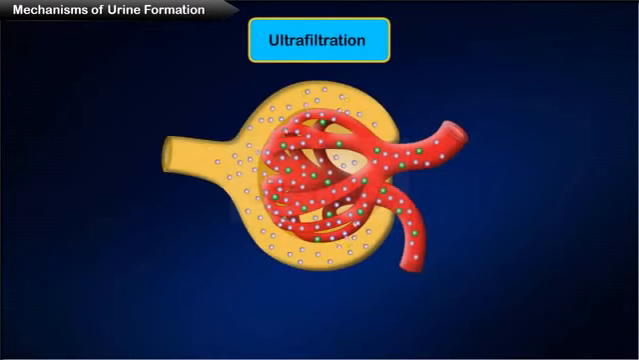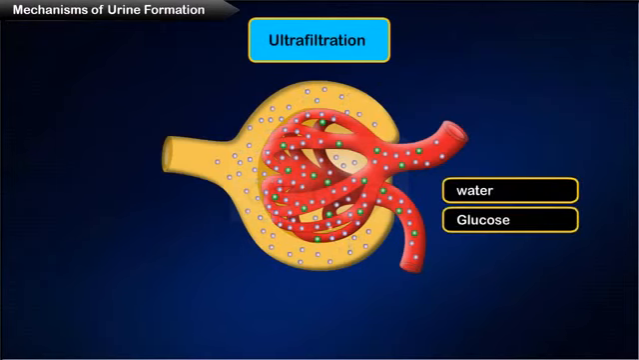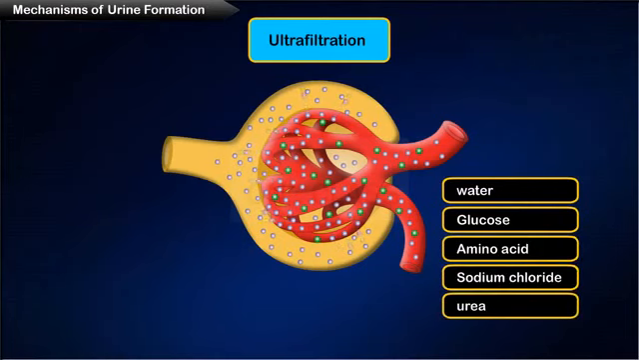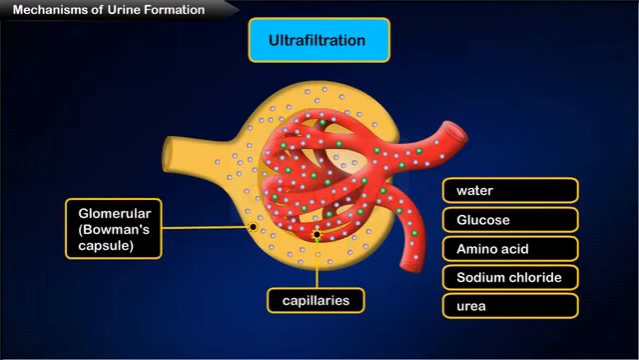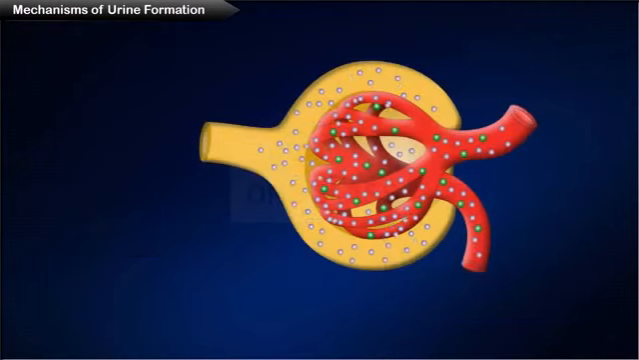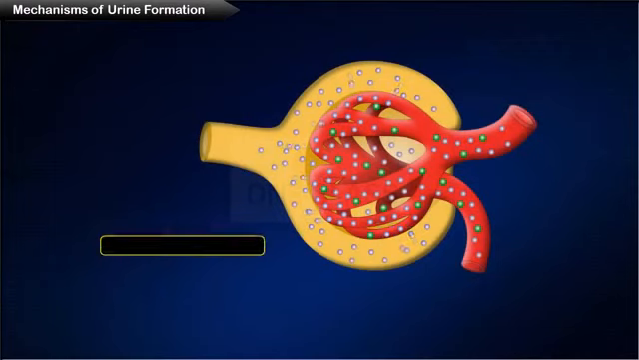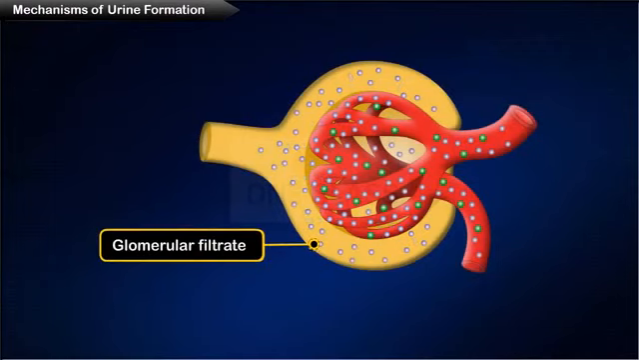It helps in the process of ultrafiltration, where the fluid and other small molecules of water, glucose, amino acids, sodium chloride, and urea in the blood are forced out of the capillaries into Bowman's capsule. The fluid which comes out as a result of filtration is called glomerular filtrate.